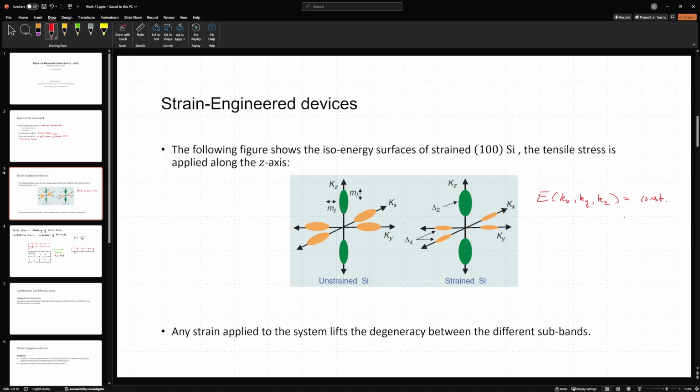Once we do that, we will get a collection of points, and it can be shown to be a set of surfaces. These isoenergy surfaces will actually change when a certain amount of stress is applied to the system. What happens as a result of this stress is that the isoenergy surfaces undergo a kind of distortion, and this distortion lifts the degeneracies between the different subbands in the system. So what does this mean?